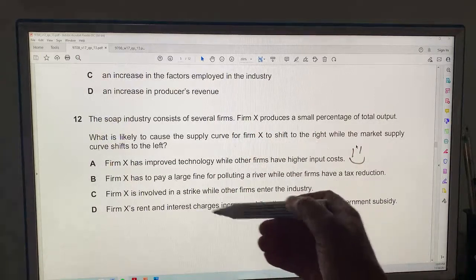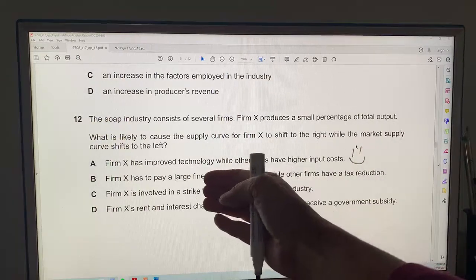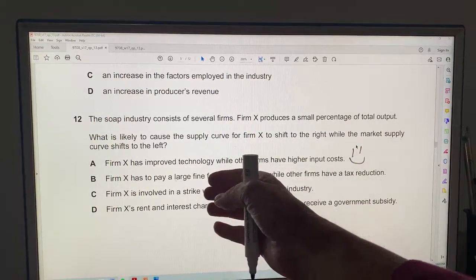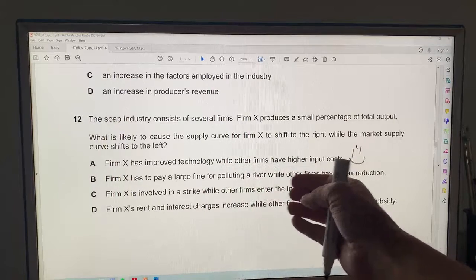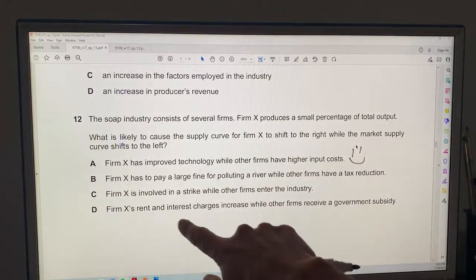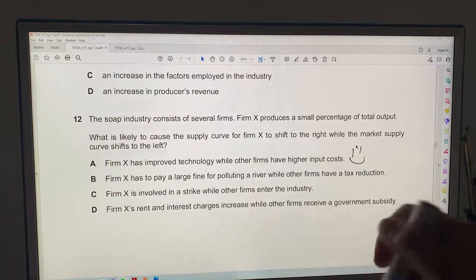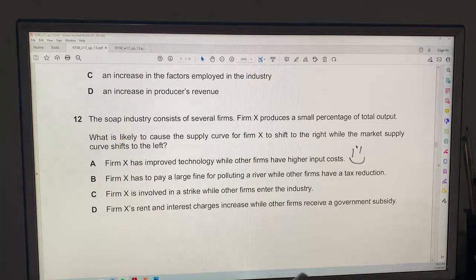C says firm X is involved in a strike. Oh, that's going to increase their costs or reduce their production, but that won't shift their supply curve to the right. D: firm X's rent and interest charges increase. That will also shift their supply curve to the left. So the answer for this question must be A.